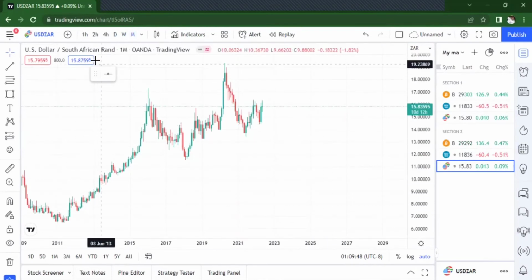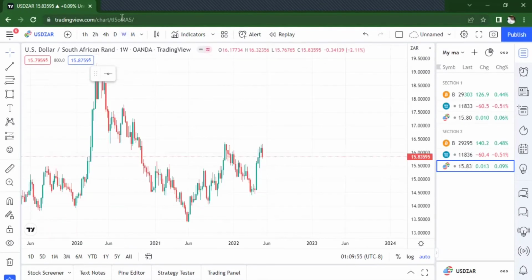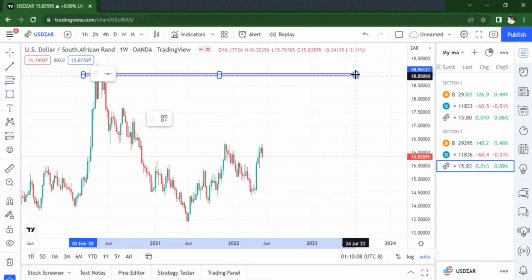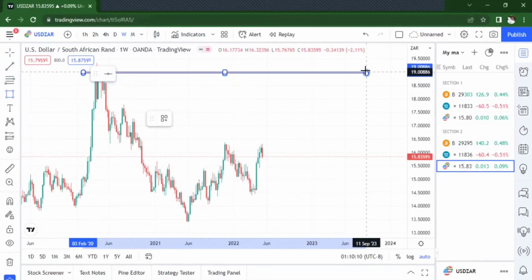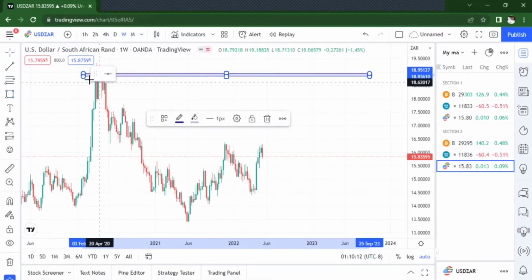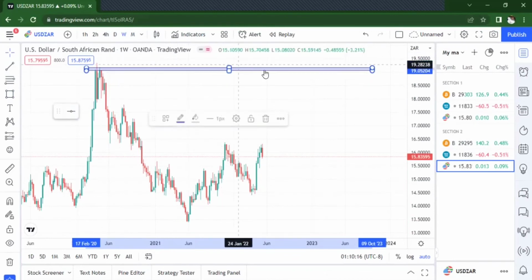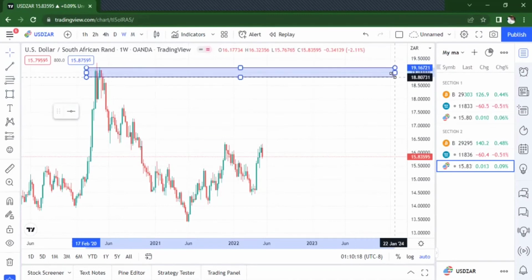USD has been a bullish market, so we are looking for just buy opportunities. Okay, USD is buying. The overall target is for it to come here. I'm very sure this market is going to come here.